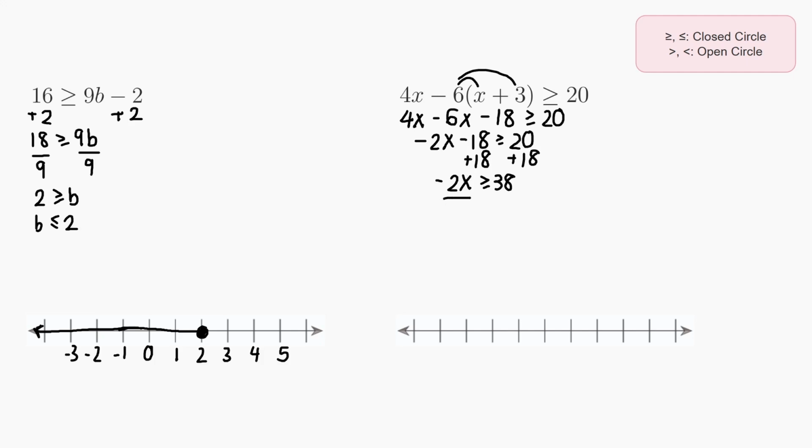Now let's divide by negative 2 on both sides. We get x. We have to flip the sign because we're dividing by negative, 19. So now we have our answer. X is less than or equal to negative 19. Once again, I'm going to ask you to pause the video here and see whether you can graph this properly.